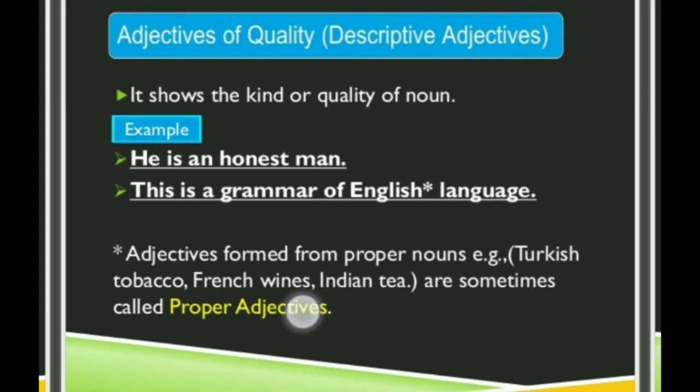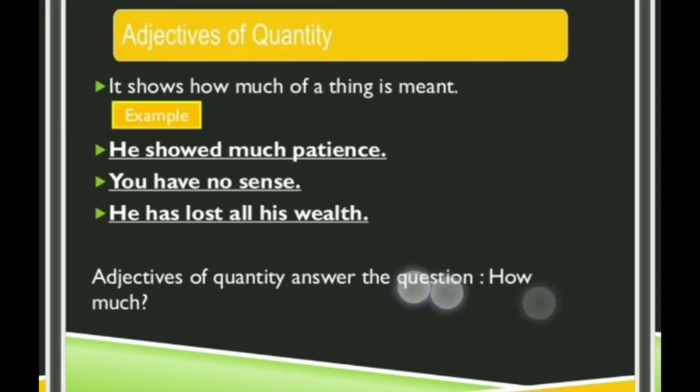Okay, students, now we come to adjective of quantity. Don't be confused. What does quantity mean? Quantity always means something related to number. If you do not understand as a whole, just look at the name of the type of adjective, and it will become very easy for you to understand. When I say quantity, it means something related to measuring, something related to number, whether something is less, whether something is more, whether something is much. So it shows how much of a thing is meant.